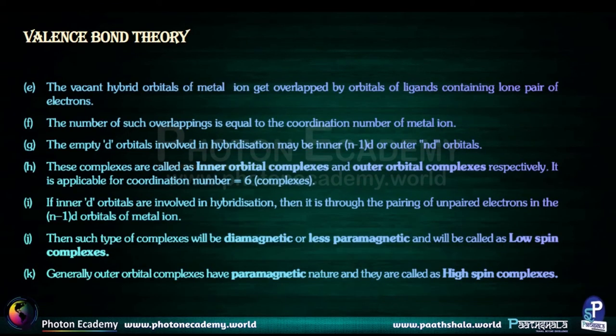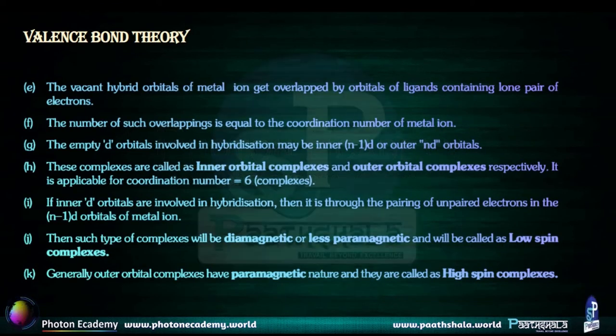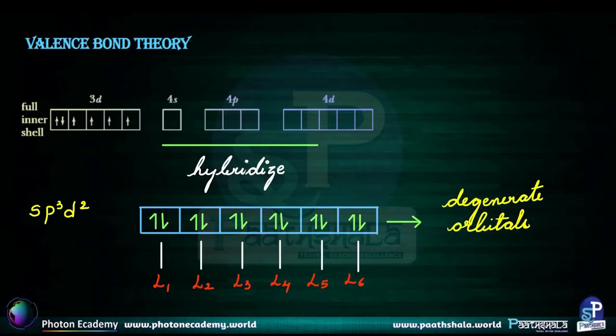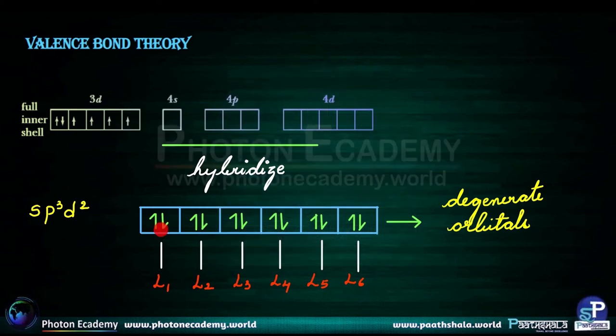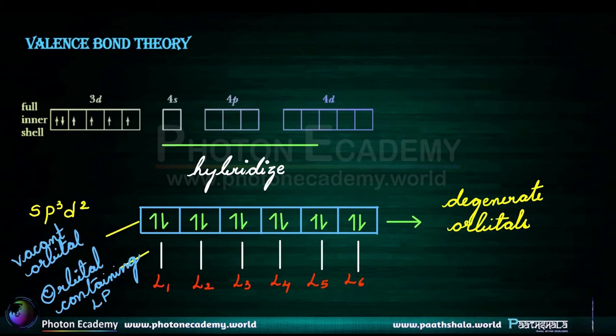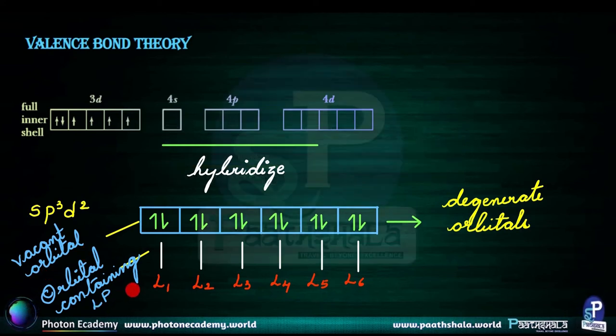The vacant hybrid orbitals of the metal ion get overlapped by orbitals of ligands containing lone pair of electrons. In the process of the coordinate covalent bond formation here, what is happening is that the vacant orbital of the metal ion is getting overlapped with the orbital of the ligand containing the lone pair of electrons. This overlap is what is causing the formation of the coordinate covalent bond.